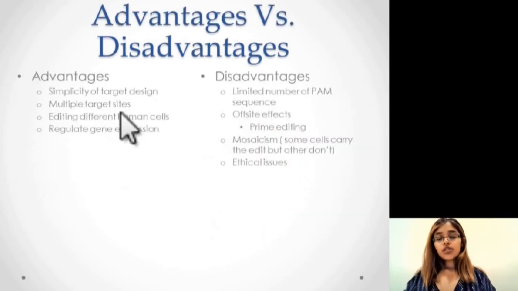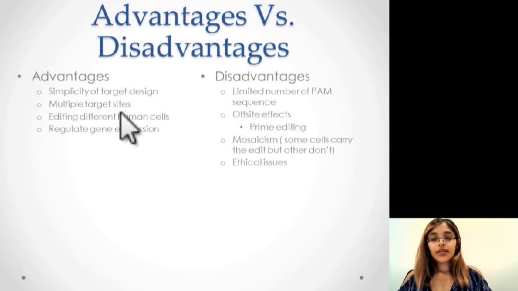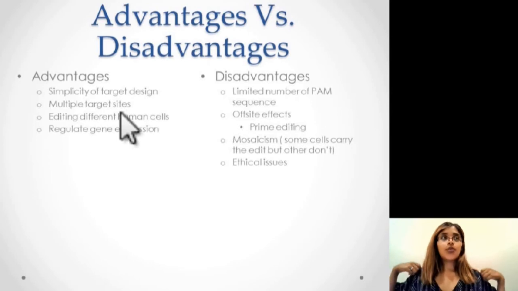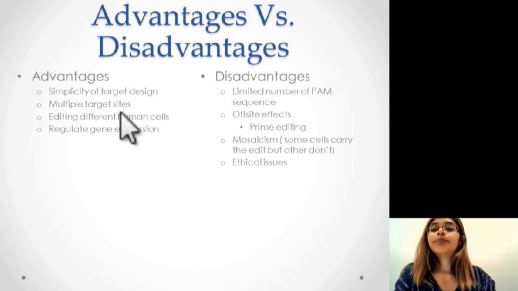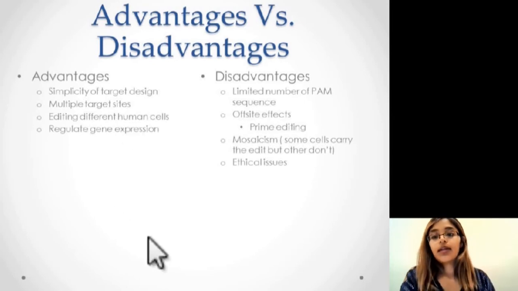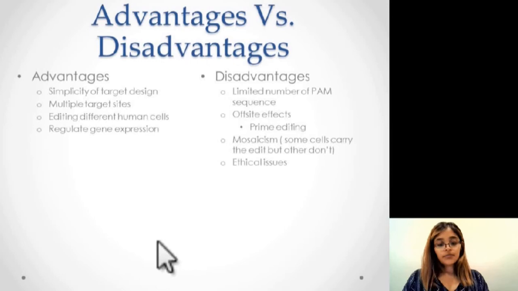So the advantages versus the disadvantages, we have many. Among the advantages, it is simpler to use CRISPR-Cas9 because of the target design: once you know where you want to cut, you can easily engineer the guide RNA. You can also target multiple sites at one time, and editing different human cells is possible with CRISPR-Cas9 because it works in many organisms and many cells. So that's one of the big ones.